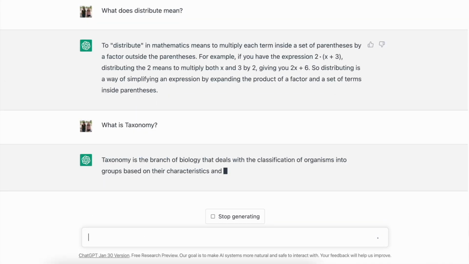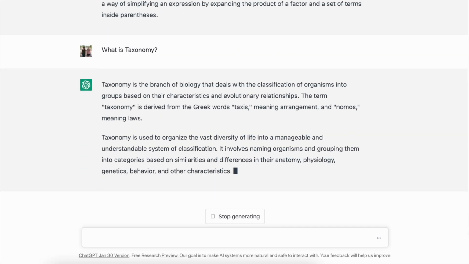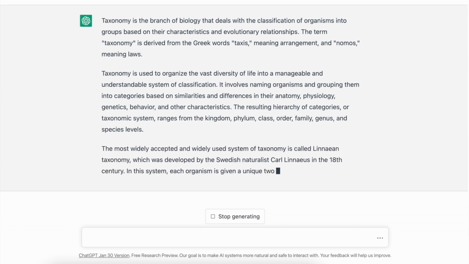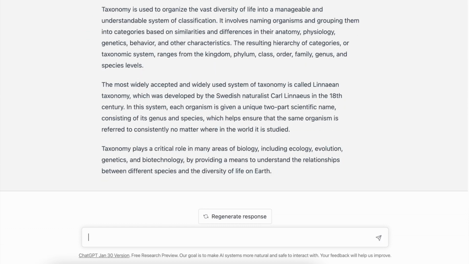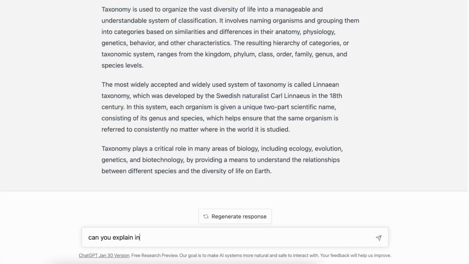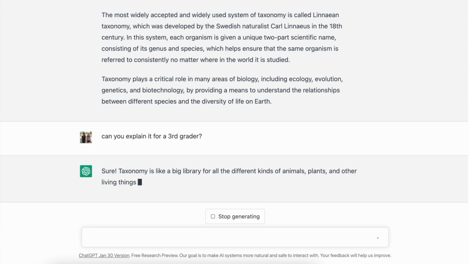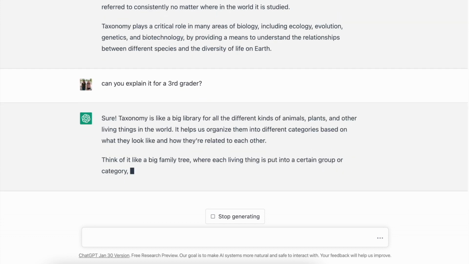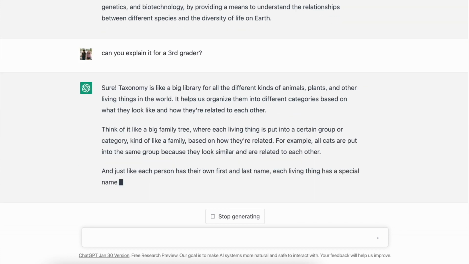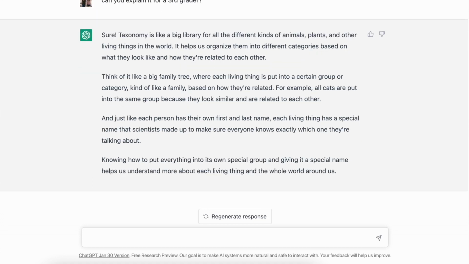For example, my kiddos are learning about taxonomy and the different organization of the animals, so I went ahead and asked, what is taxonomy? And it gave me a response, very thorough, a little bit complex in certain ways. So in order to help me simplify this information for my 3rd and 4th grader, I asked ChatGPT to speak to me like I'm a 3rd or 4th grader. I push enter and it starts re-saying the same information and breaking it down into something that a 3rd grader might be able to understand a little bit easier.